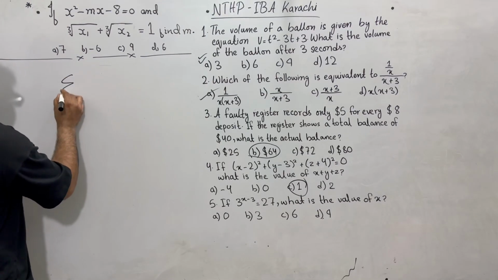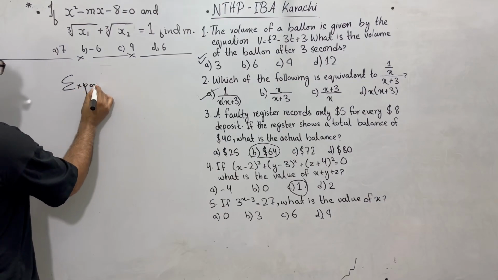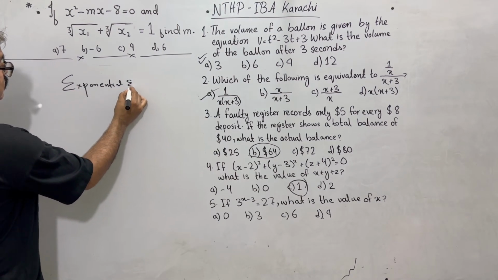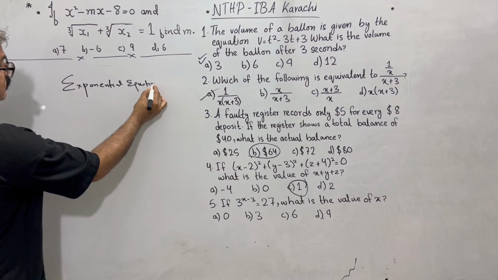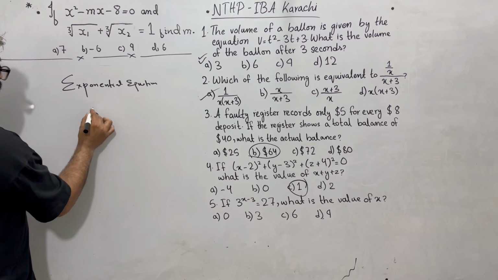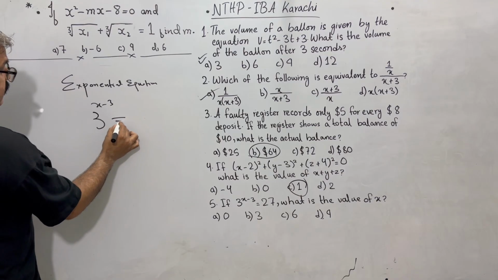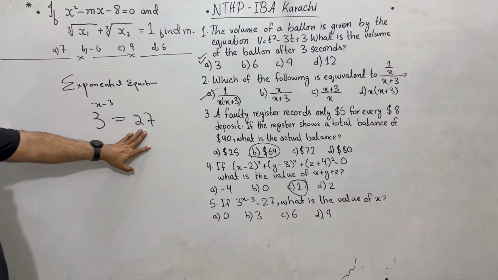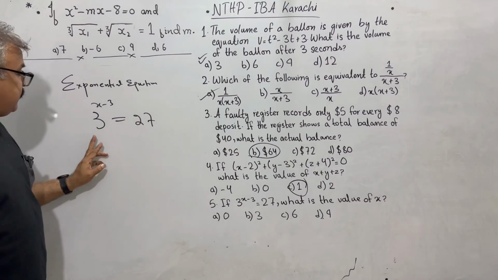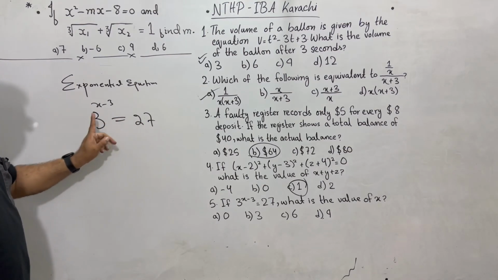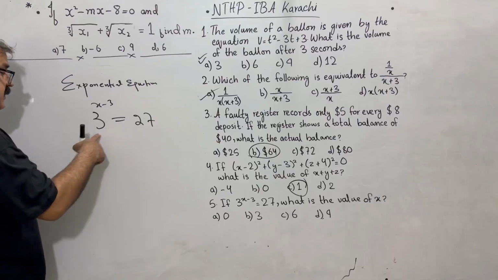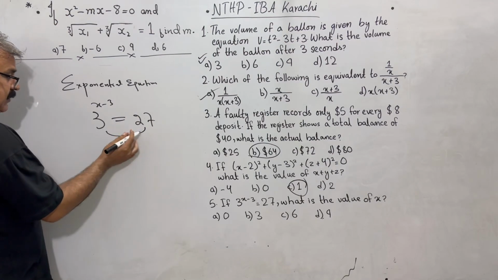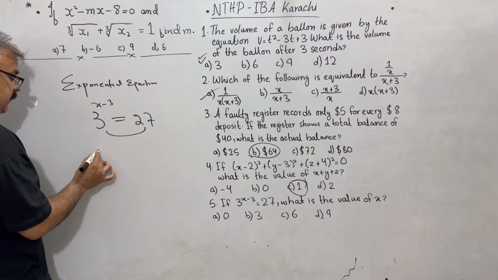It is an exponential equation, because our unknown lies in the exponent or power. It is 3 raised to x minus 3 is equal to 27. Now look at this. This is a power of 3, and 27 is also a power of 3. 27 has the base of 3. 27 can be written as 3 cube.